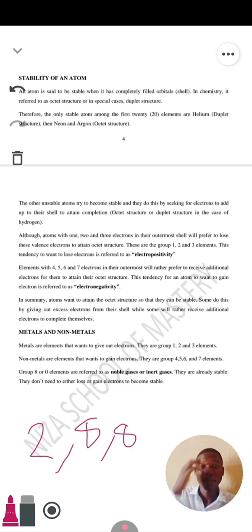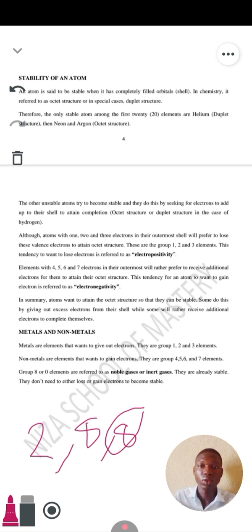Are we together? 2, 8, 8. That means it has what? A completely filled shell because it already has 8. So it's already completely filled. It is completely filled because it has 8 electrons in its outermost shell. That's how to know when an atom is what? Is stable. It is completely filled.